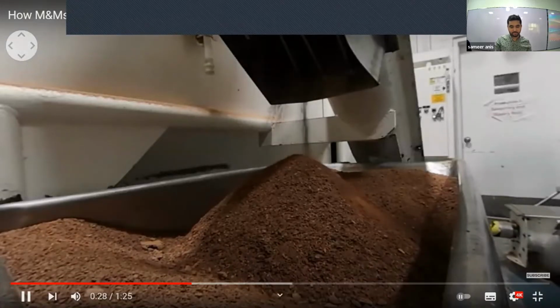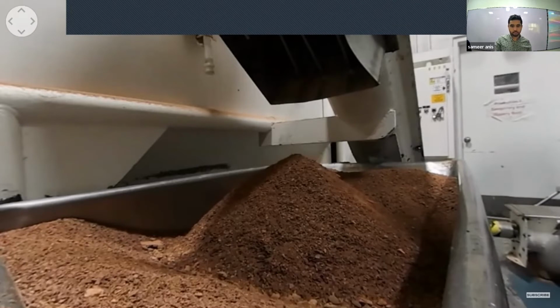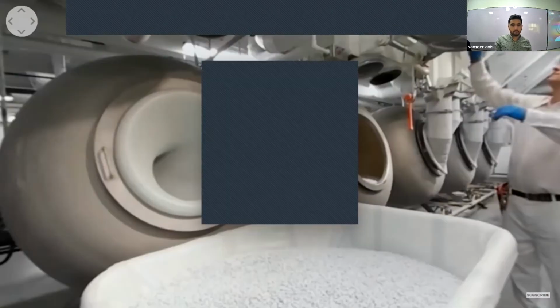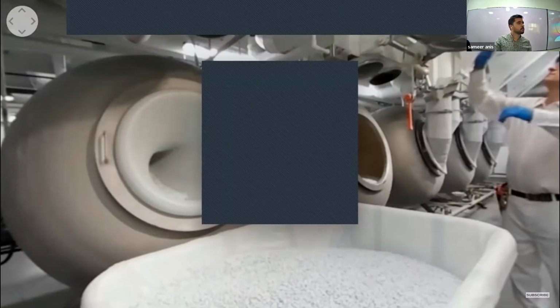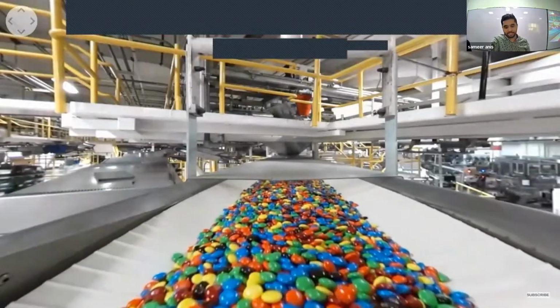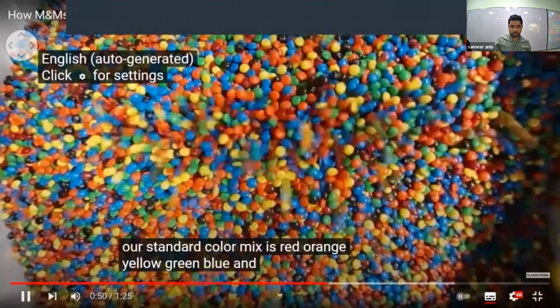They're then put into a sifter that sifts out part of the webbing from the sheets. Our final step is coating, where we put the colorful shell on. We spray multiple layers of color onto our M&Ms, where it forms that hard candy shell so that it doesn't melt in your hand. Our standard color mix is red, orange, yellow, green, blue, and brown.